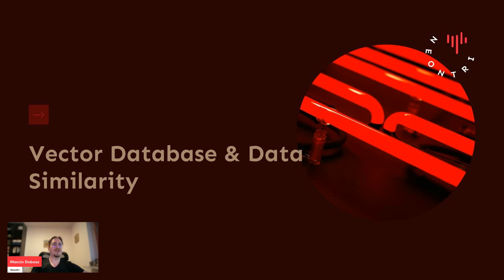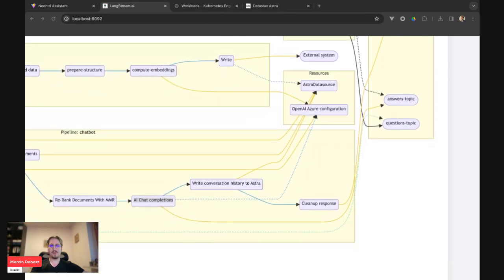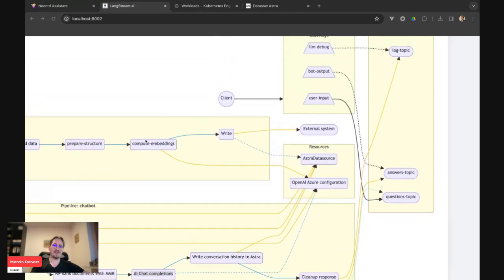Okay, vector databases and data similarity. This is also an important part to cover. And sure, let's go back to our diagram. I've mentioned that we're saving those embeddings in a vector form in the database itself. Well, this is true, and I can actually show you this database.